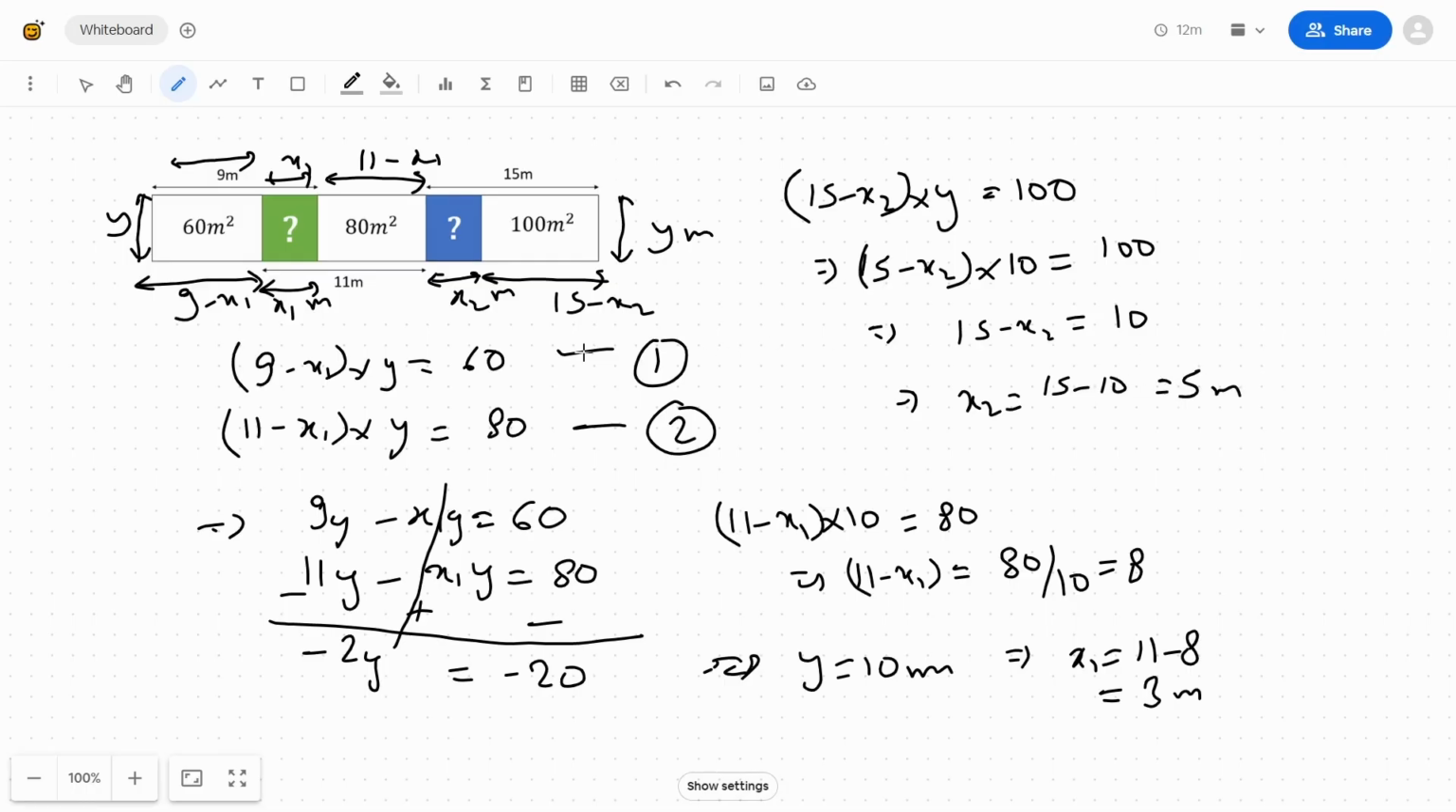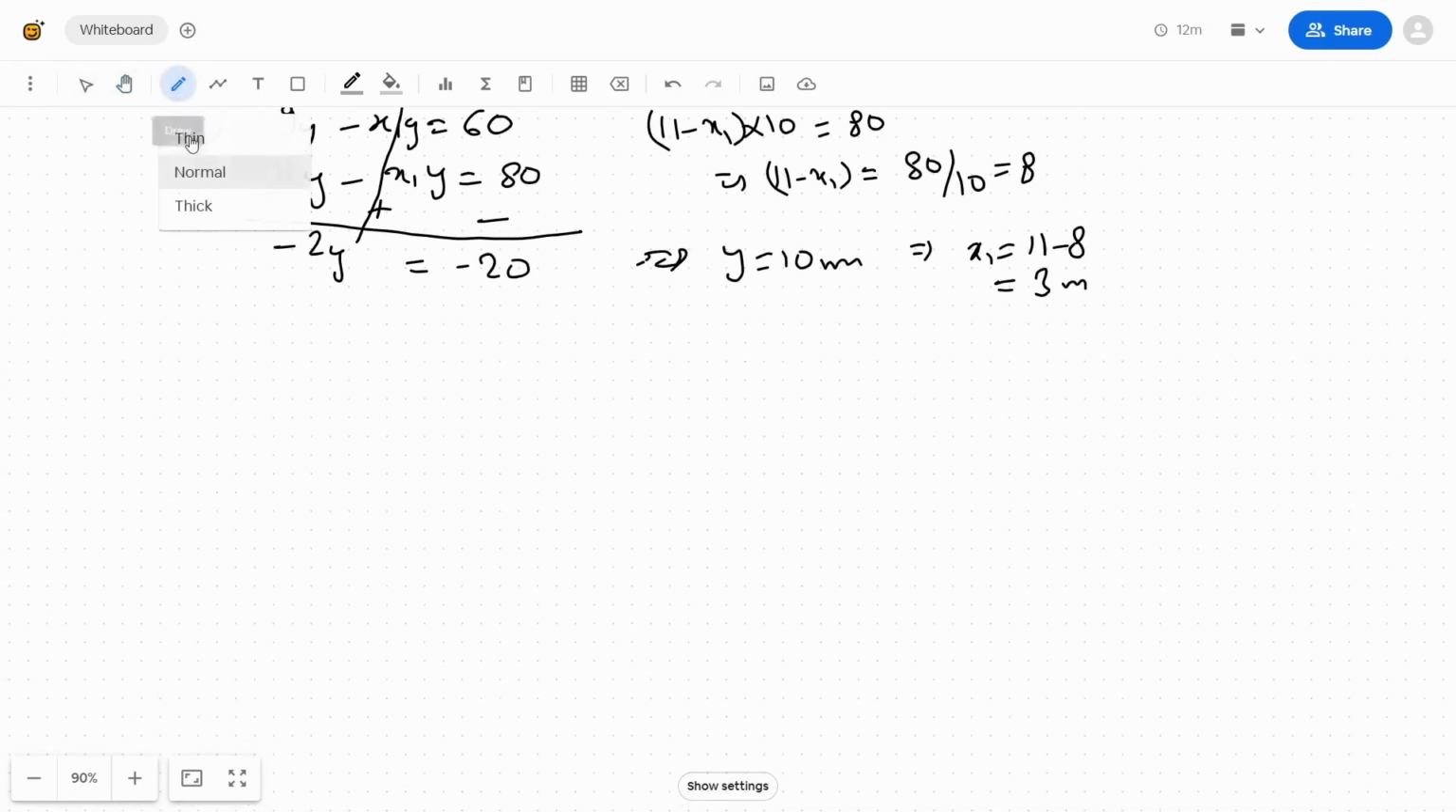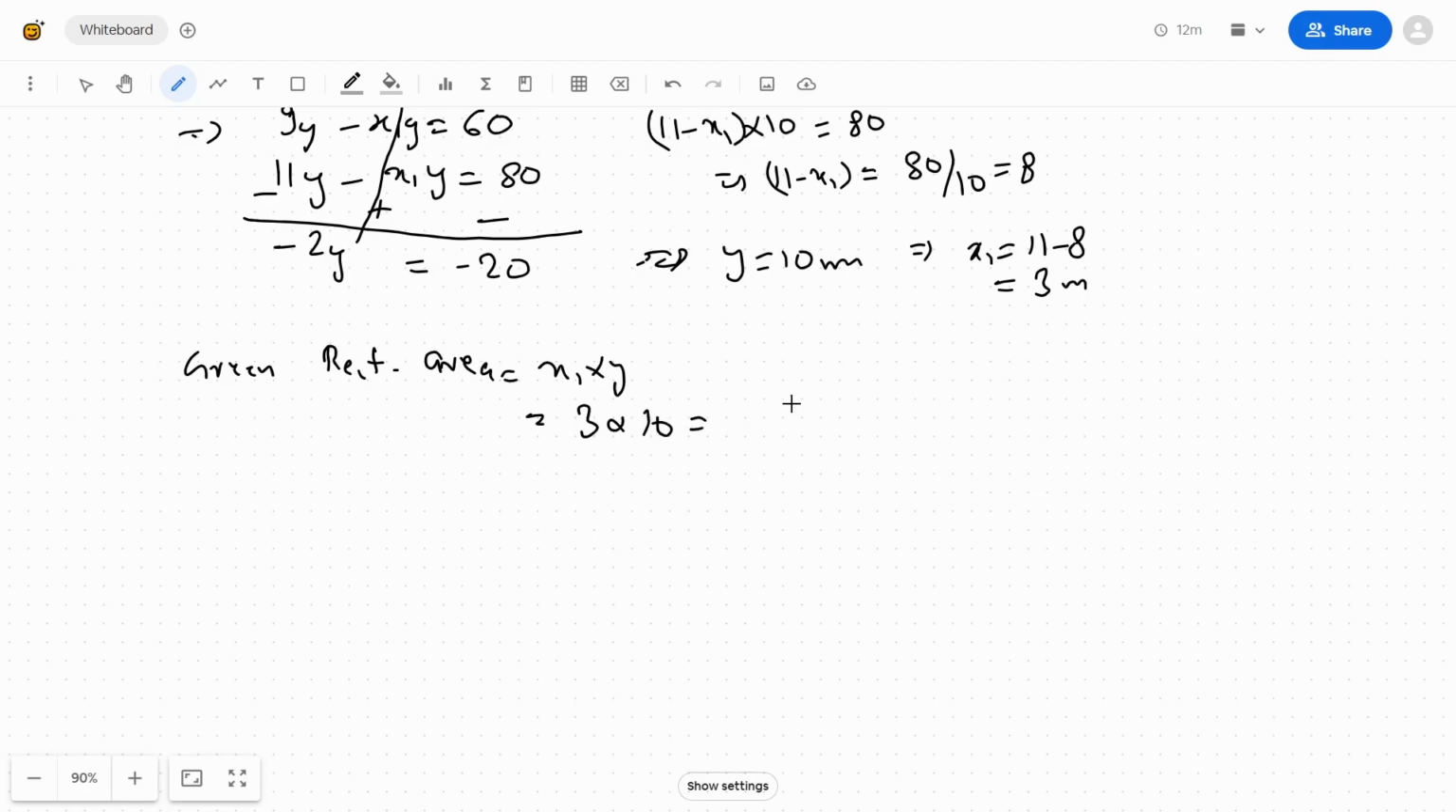So now to find the area of green rectangle, we have to multiply the x1 and y. So let's proceed on that. Green rectangle area is equal to x1 into y. x1 is 3 and y is 10. Hence, it will become 30 meter square.